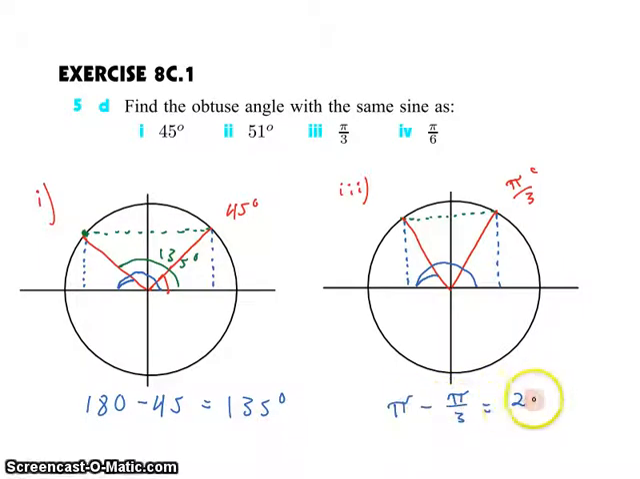So a whole take away a third leaves 2/3 of pi radians. And that'll be the angle, the obtuse angle, that has the same sine as pi on 3: 2 pi on 3.